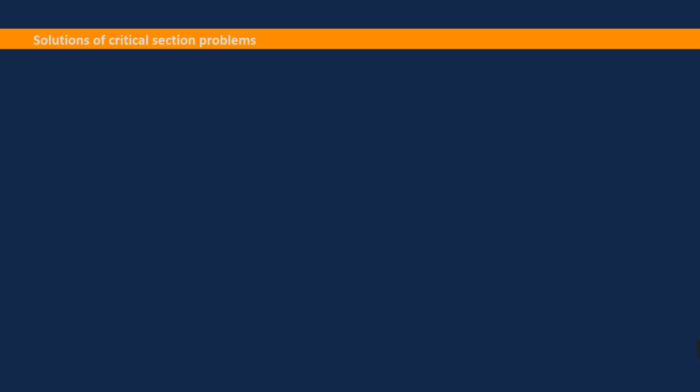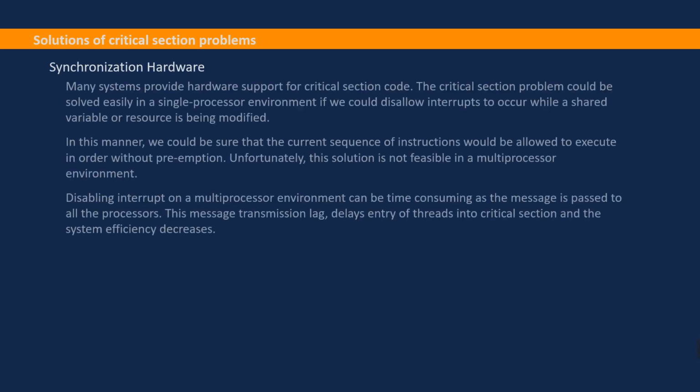Solutions to the critical section problem. One solution is synchronization using hardware. Many systems provide hardware support for critical section code. The critical section problem could be solved easily in a single-processor environment. But nowadays, it's common to have one processor that is multi-core, so it's already considered multi-processor, virtually. Anyway, we could disallow interrupts from occurring while a shared variable or resource is being modified. In this manner, we could be sure that the current sequence of instructions will execute in order without preemption.